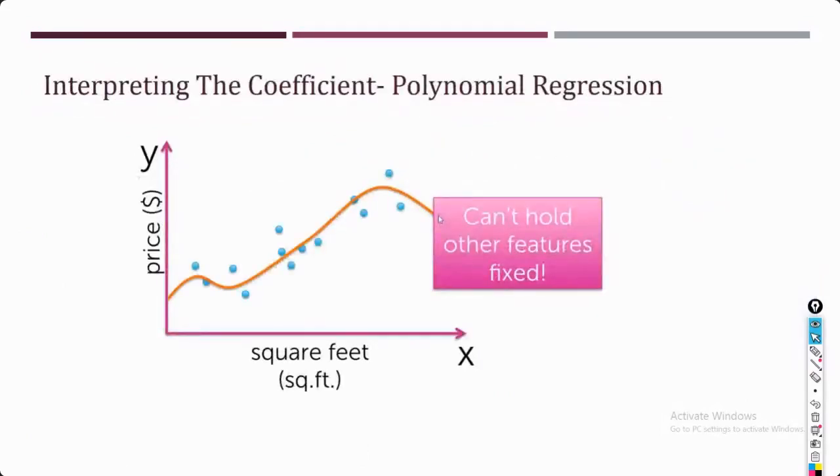But in case of your polynomial regression, we can't apply that. Why is it so?